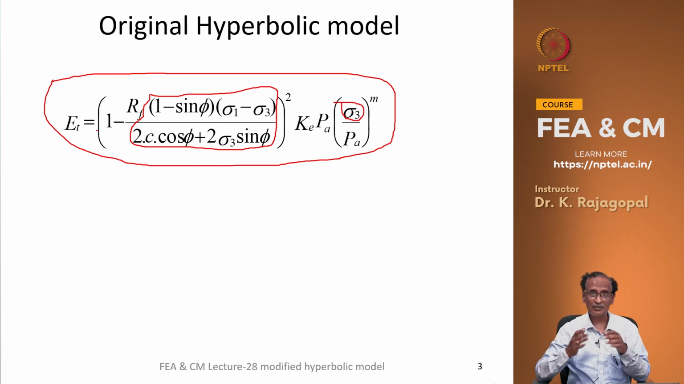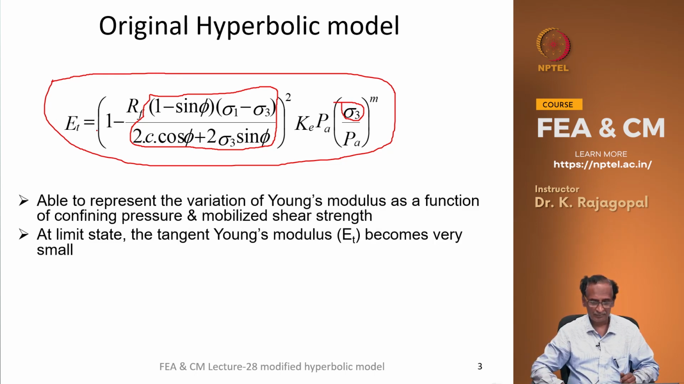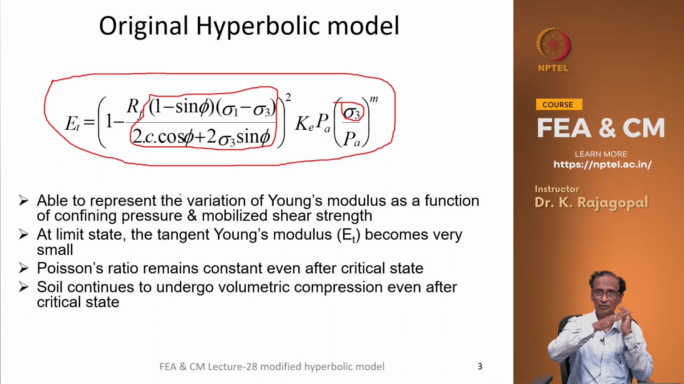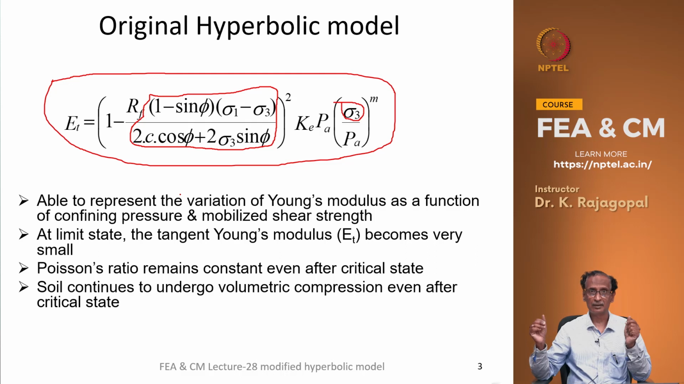able to take care of the reduction in the Young's modulus with increase in the shear stresses, and then the increase in the shear modulus because of confining pressure. The limit state of stresses through the Mohr-Coulomb relation is also incorporated, and the only limitation here is that the soil continues to undergo volumetric compression even after the limit state is reached, because we assume the Poisson's ratio to remain constant.